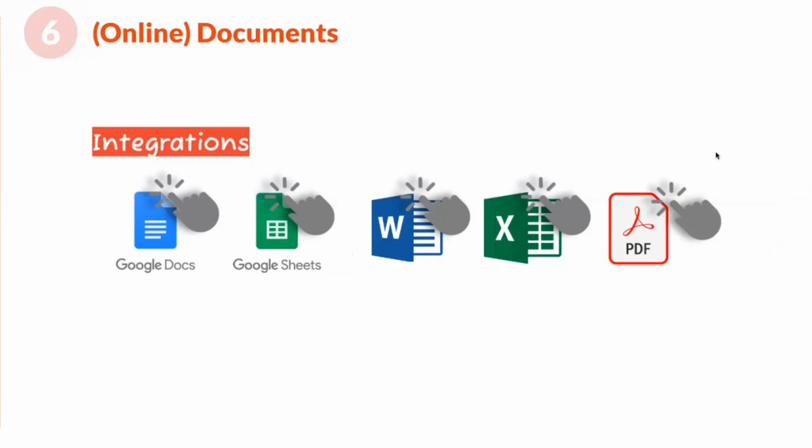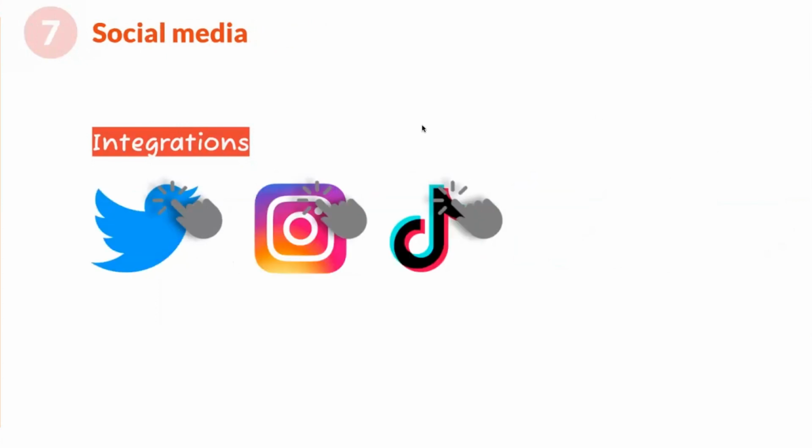And then you could always do some online documents. You can always embed your Google Docs, your Google Sheets, a Word, an Excel, or a PDF. So again, repurposing the stuff you already have, you can embed them within BookWidgets very easily.